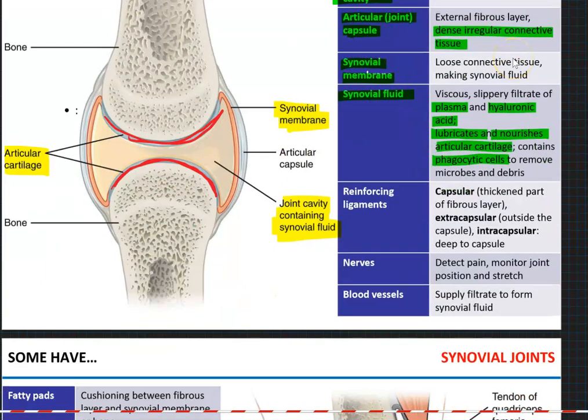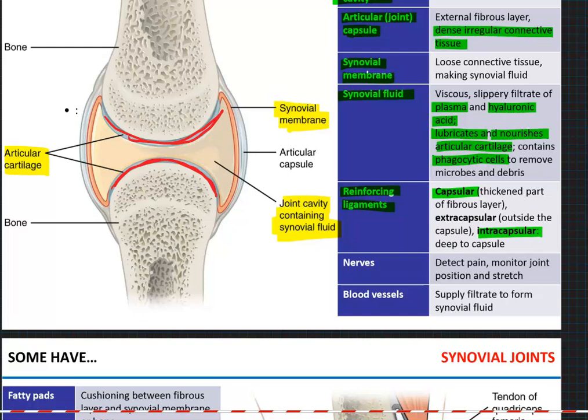Joints are reinforced with ligaments, pretty much any joint. Ligaments can be capsular or intracapsular, very rarely extracapsular. So capsular ligaments often form a part of the joint capsule. This is why we call them capsular ligaments. Intracapsular ligaments are entirely contained within the joint capsule. They are inside of the synovial cavity.